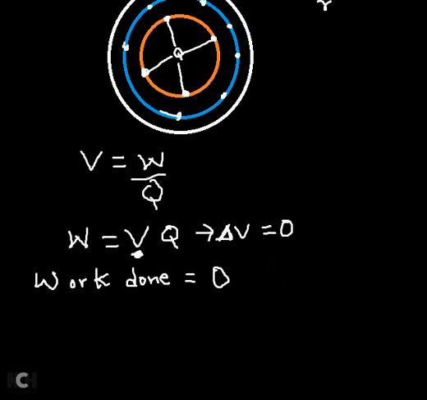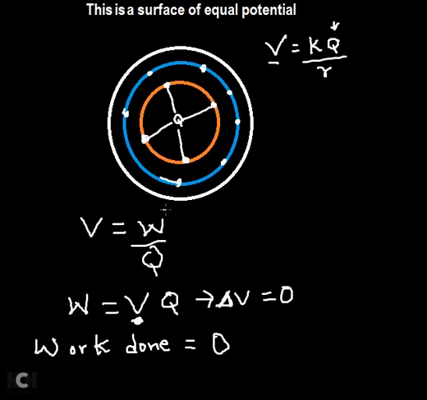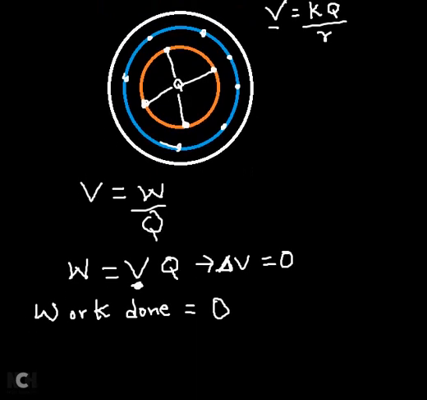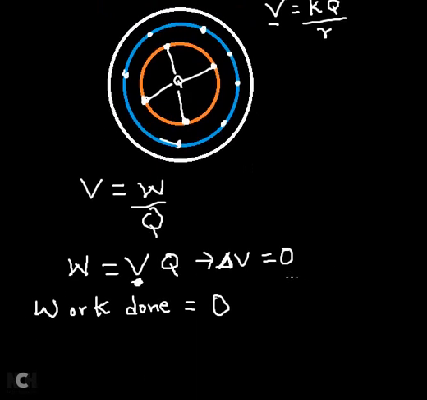So please take note. The characteristics of an equipotential surface are that it's a surface of equal potential, and there is no work done in moving a charge around an equipotential surface. The work done in moving a charge is equal to zero. So please take note of that as we proceed.